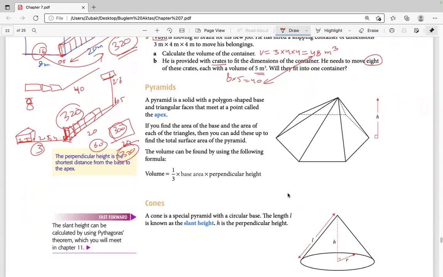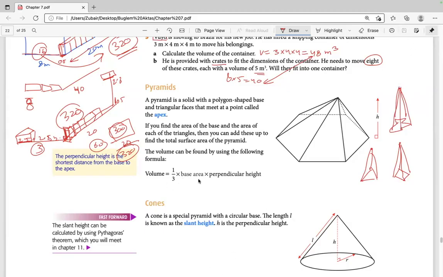Okay, pyramids. A pyramid is a solid with a polygon base shape and triangular faces that meet at the point of the apex. Anything which will meet at the apex, like we could have a triangle at the base and pointed at the top. We could have a square at the base and pointed at the top. Or we could have anything at the base and pointed at the top. For example, let me say irregular, star shaped. That is also a pyramid.